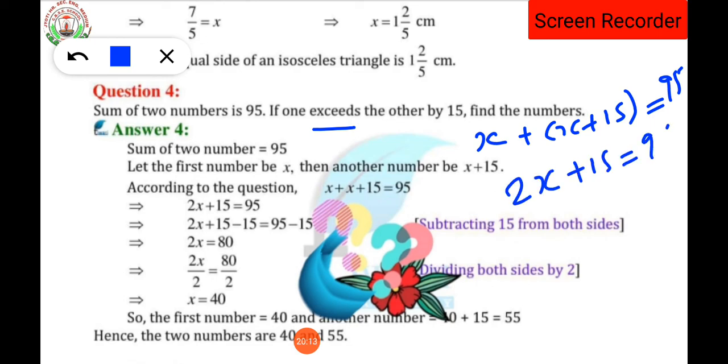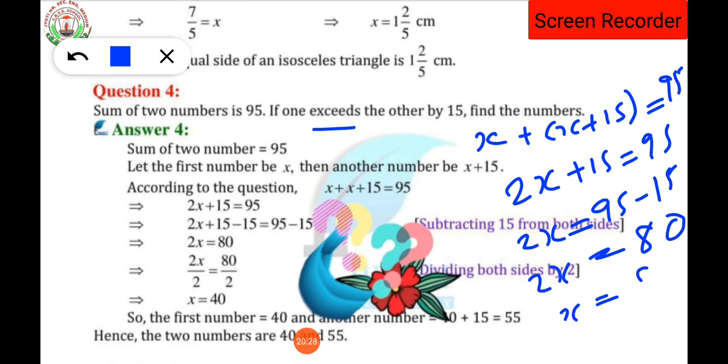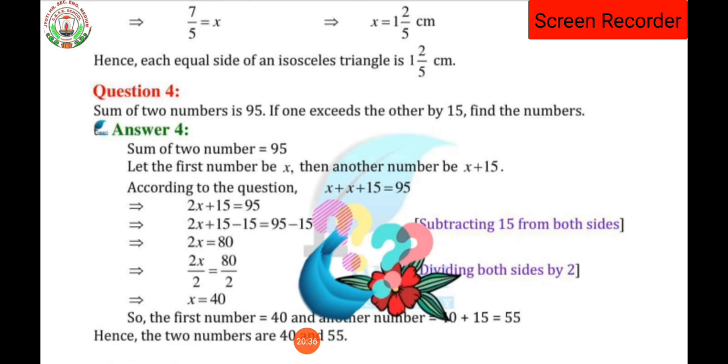is equals to 95. Then 2x is equals to 95 minus 15. So here 5 will get cancelled, become 0. 9 minus 1 will become 80, isn't it? Now 2x. X is equals to 80 divided by 2. X is equals to, you will get the answer as 40. So have you understood? So what is the answer given here? 40.